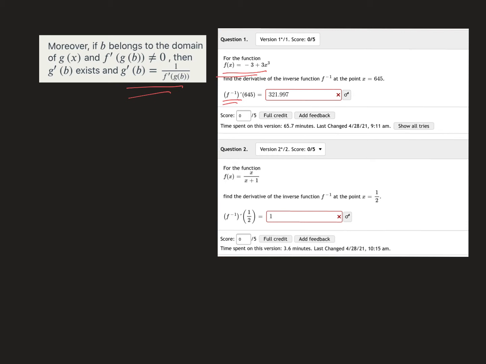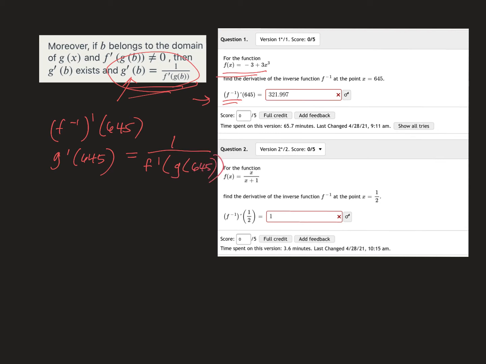So the first thing I want to do is to get this notation looking similar to what we're seeing here. This asks us to find f inverse prime of 645. In this formula, that's the same as g prime of 645. And so what we have then is that's just 1 over f prime of g of 645. We're going to need f prime, which is just the derivative of this. So f prime of x is just 9x squared, isn't it? 9x squared is the derivative of that.